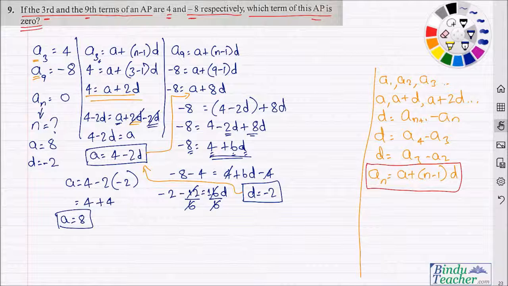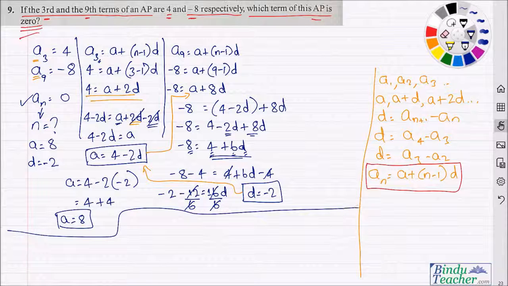So with this, we can now attempt to solve this equation. Remember, the final thing that we have to find out from this question is what is the nth term of this arithmetic progression where the term is 0, right? What is n? So we will write, let me draw a line here. So we'll start by writing a of n equals a plus n minus 1 into d.